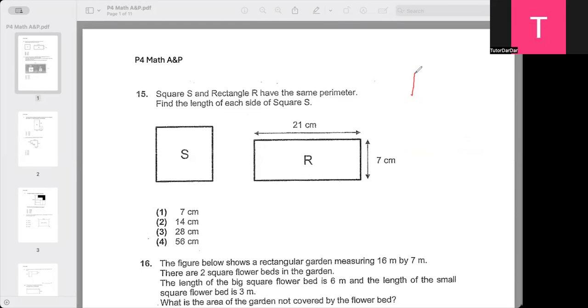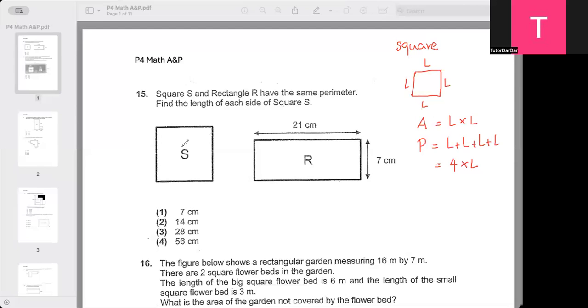For a square, a square has four sides. You have length, length, length, and length. So the area of a square is going to be length times length. And the perimeter of a square will be L plus L plus L plus L, or you can write 4 times L. Why? You have four sides of length here, and all the lengths are the same. So this is for the square.